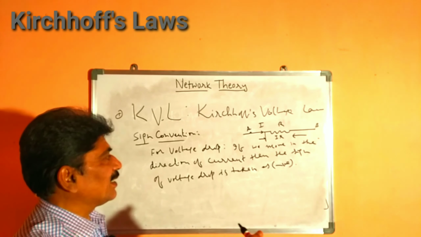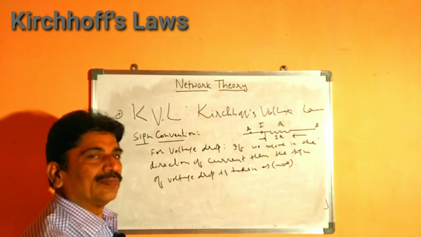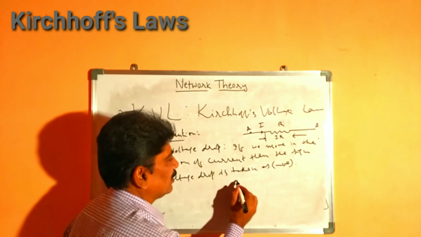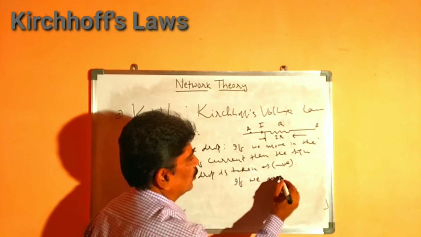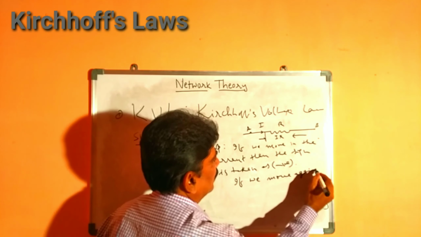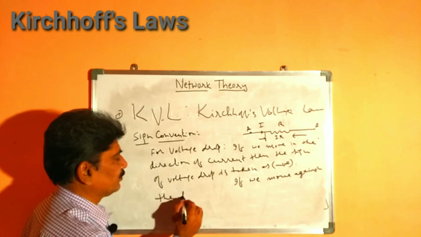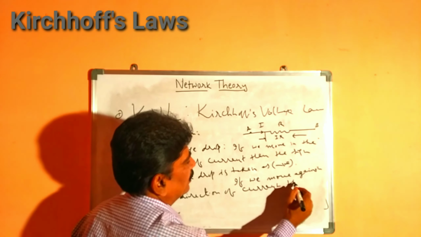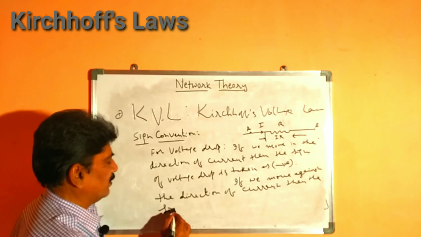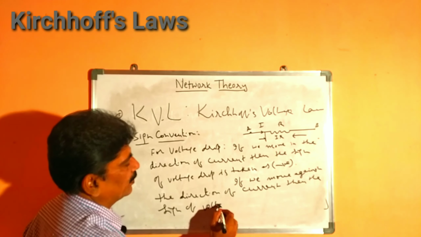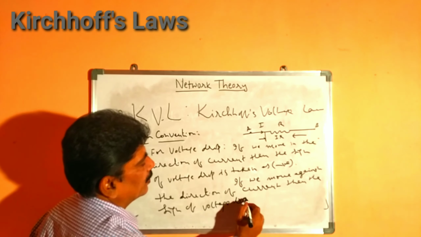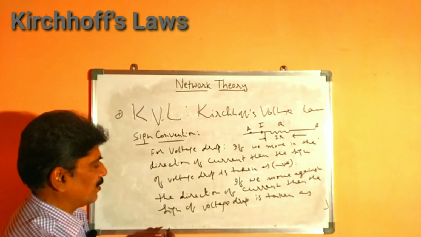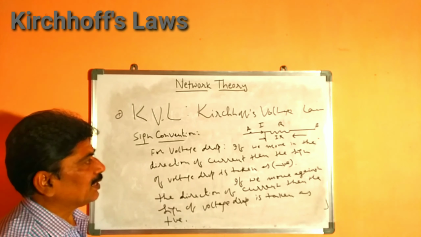And the other way, if you move against the direction of current, and there is any voltage drop in that particular branch, then the sign of that voltage drop is taken as positive. Okay, that's all about sign convention.